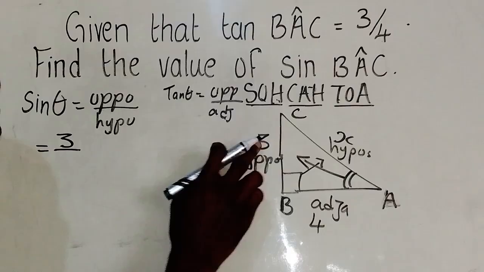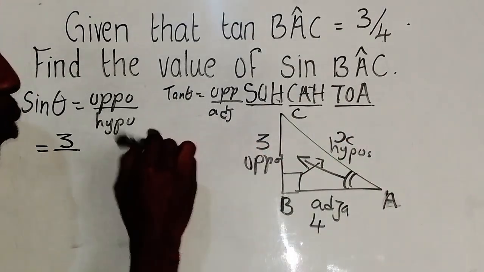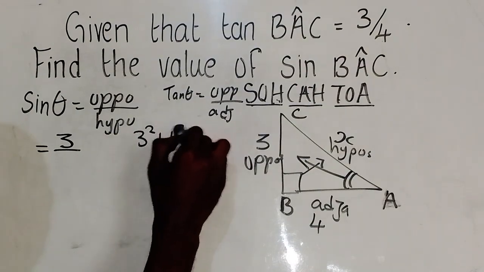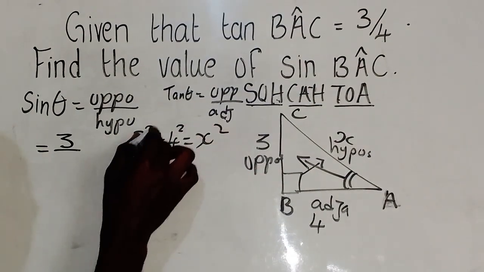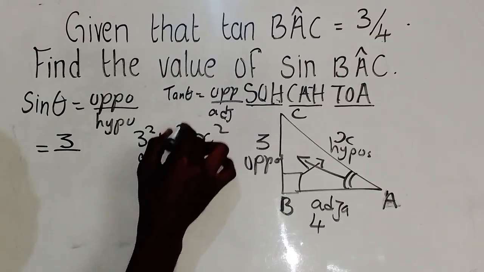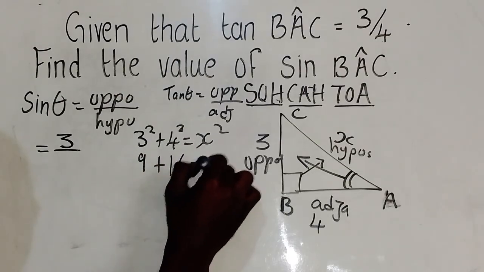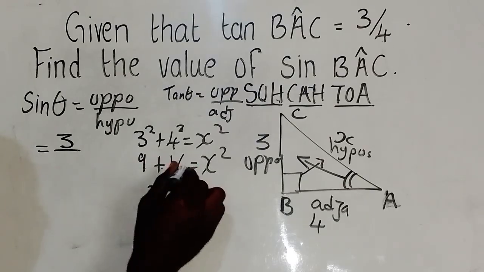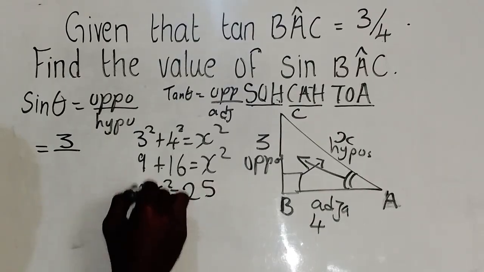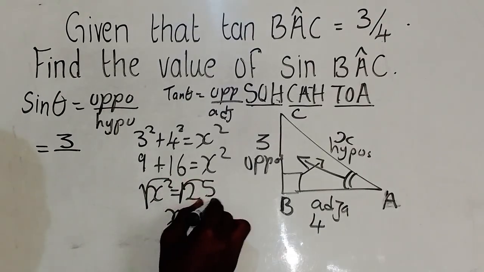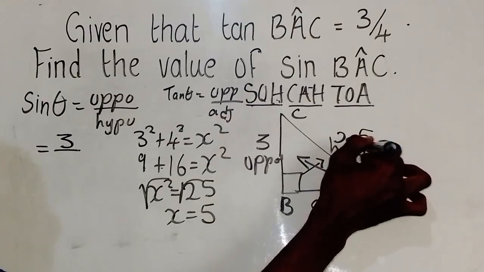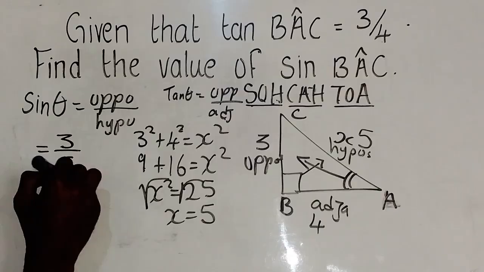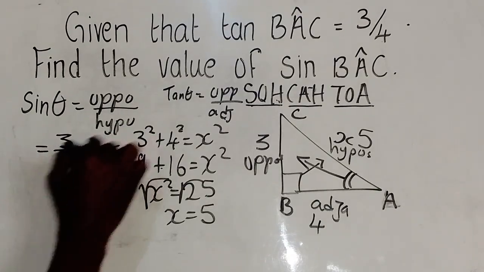So meaning you need to square this one, this one, this one. You square them. So it will be 3 square, 4 square, x square. So 3 square is going to give me 9, 4 square is going to give me 16, then x square. So it will be x square equal to, once you add, you get 25. What is the square root? It is x equal to 5. So meaning that here there is 5. So this 5 you put here where there is hypotenuse. So 3 over 5 here is the answer.